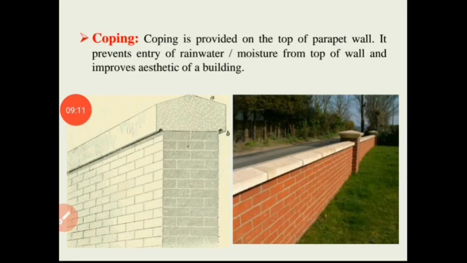Now next is a coping. Coping is provided on the top of the parapet wall. In this figure, this is the parapet wall, and on the top of the parapet wall, the coping is provided. It prevents the entry of rainwater from the top of the wall and improves the aesthetics of the building. Also you can see this is the coping. Clear coping.